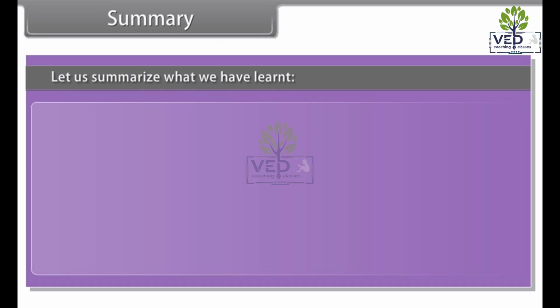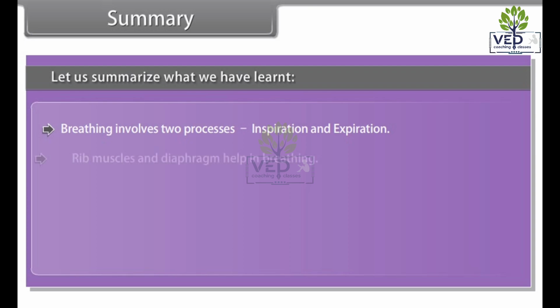Summary. Let us summarize what we have learned. Breathing involves 2 processes: inspiration and expiration. Rib muscles and diaphragm help in breathing.